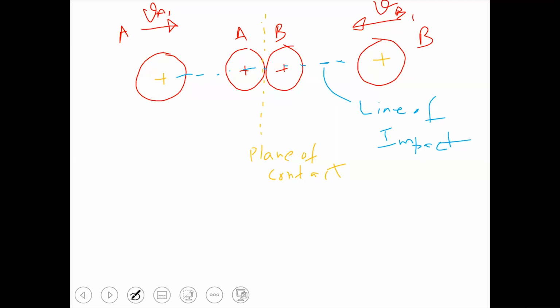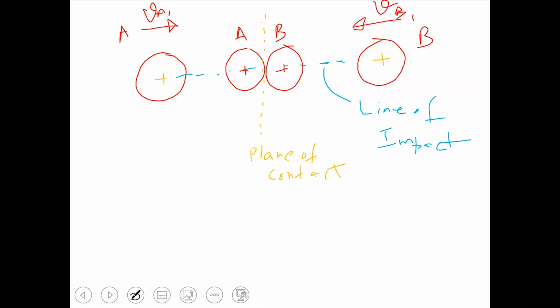It is an impact in which both the colliding particles were traveling along the line of impact before collision. इसके मुकाबले में अगर हम oblique impact की बात करें तो oblique impact क्या होता है? When one or both these particles are traveling with respect to the line of impact at some angle, then that particular type of impact is termed as oblique impact.